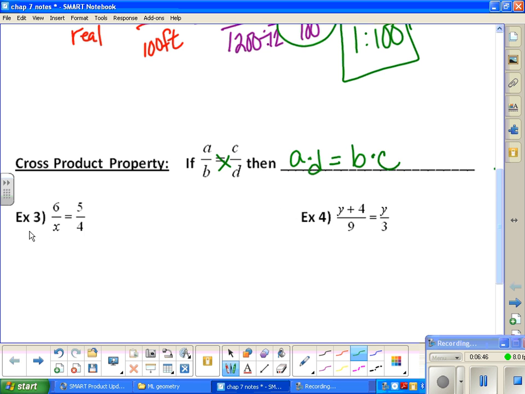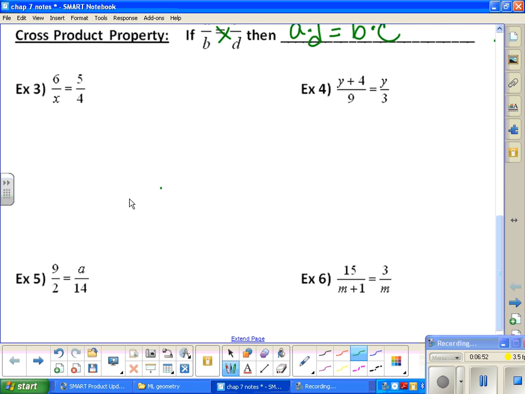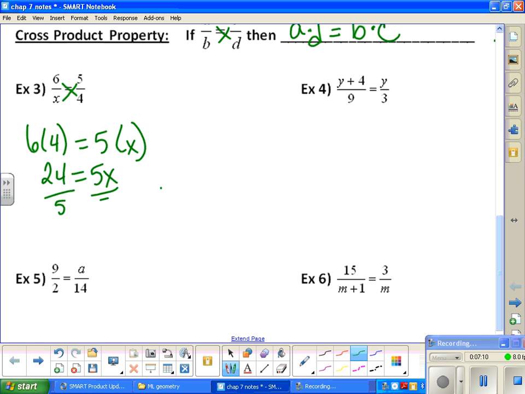So let's go ahead and look at example 3. I have 6 over x equals 5/4. And so I'm going to go ahead and cross multiply. I'm going to say 6 times 4 equals 5 times x. 6 times 4 is 24 equals 5x. And then my last step will be to divide both sides by 5. And x equals 4.8.